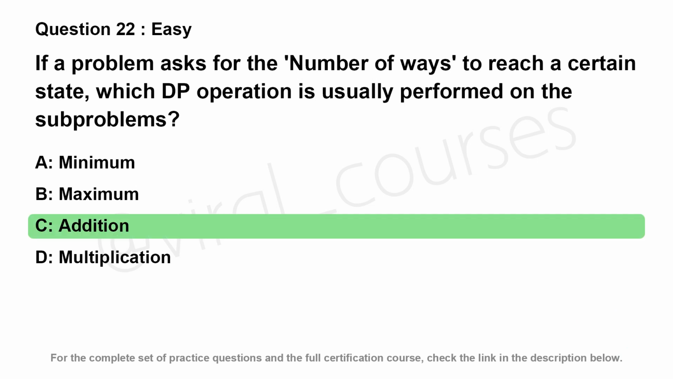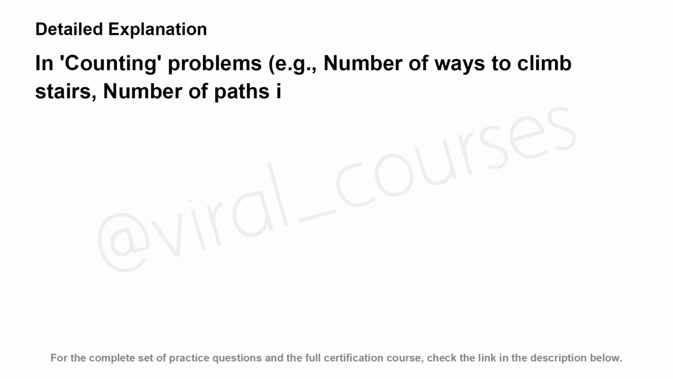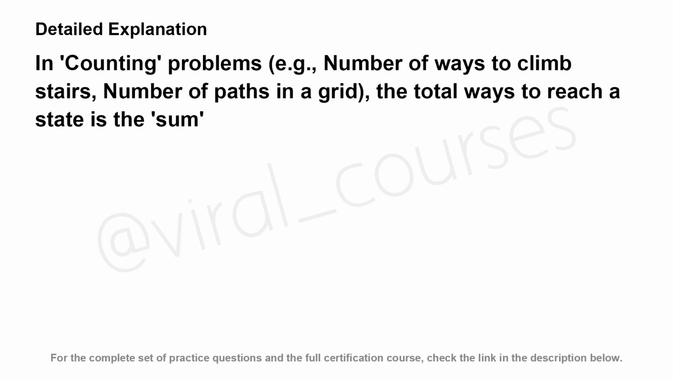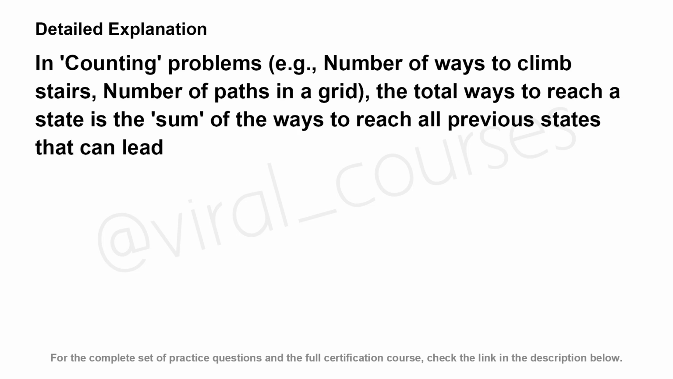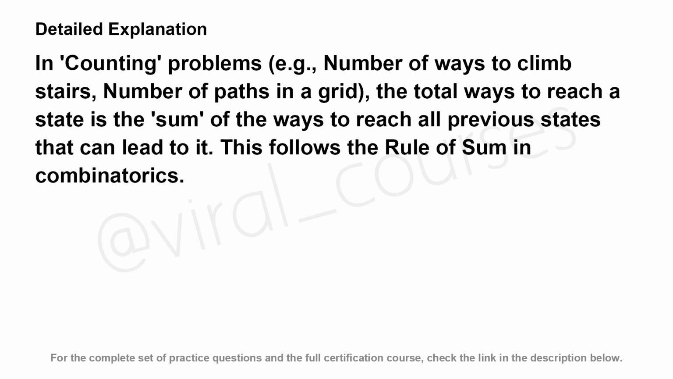The correct answer is C. In counting problems, e.g., number of ways to climb stairs, number of paths in a grid, the total ways to reach a state is the sum of the ways to reach all previous states that can lead to it. This follows the rule of sum in combinatorics.